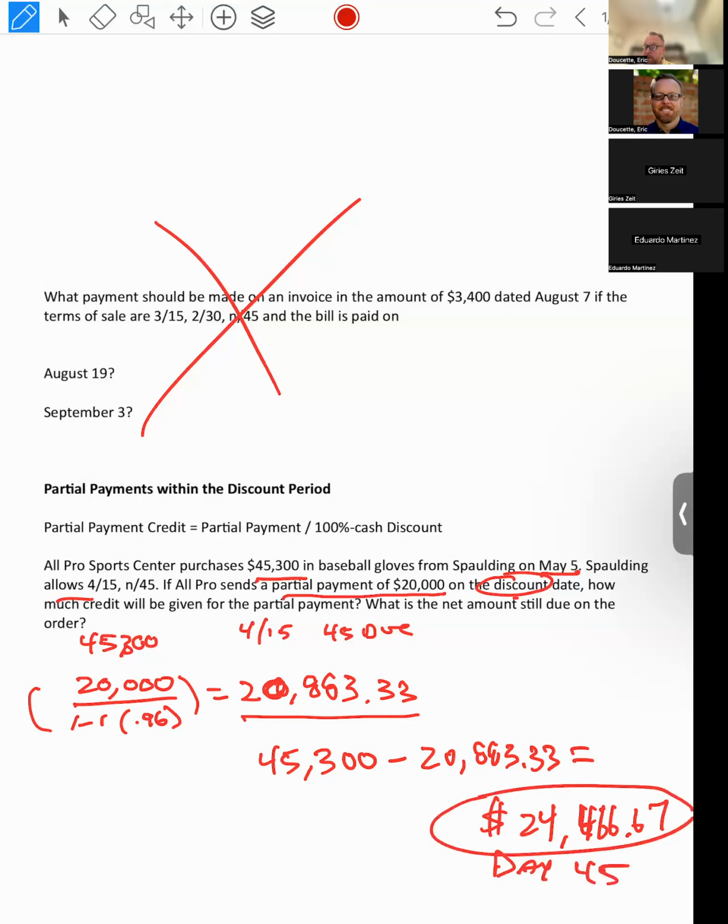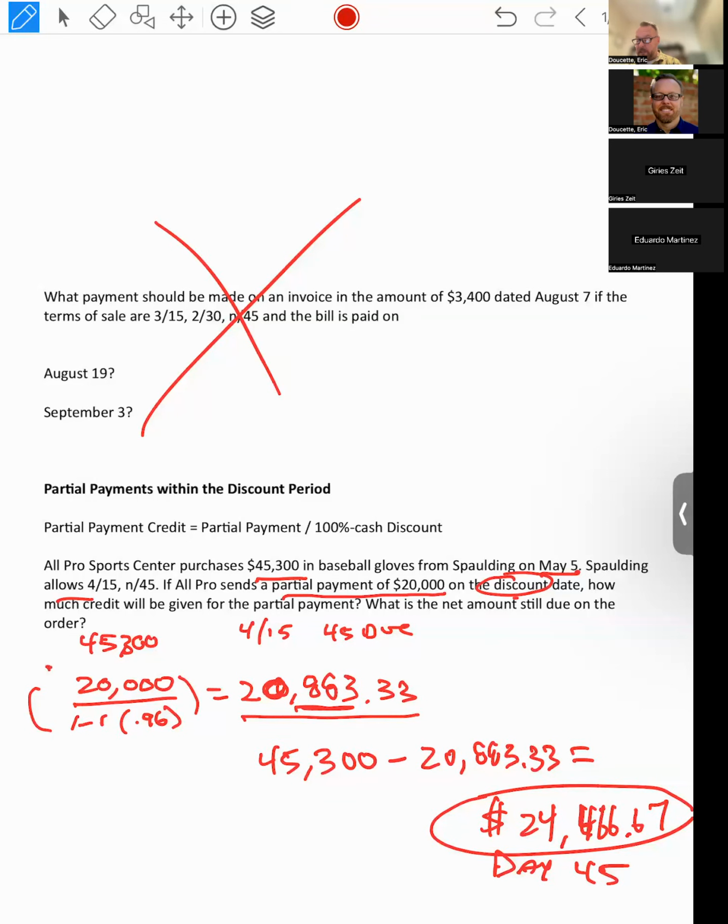So my partial payment was given a discount, but rather than creating a discount and subtracting it from the 45,300, I added that discount to the $20,000 payment. Same thing, and it brought it down to 24,460. So it's very important when you're doing partial payments that you calculate the payment as a credit rather than as a discount, and you credit your payment by doing it the way I just showed you.